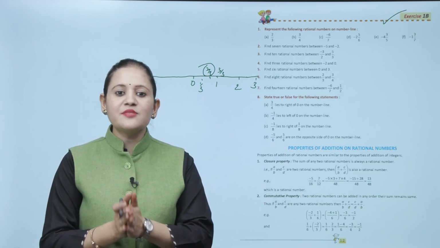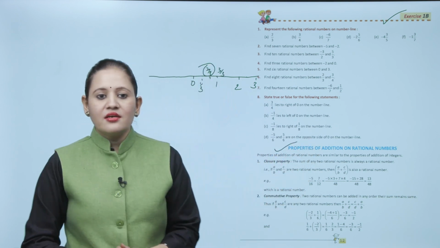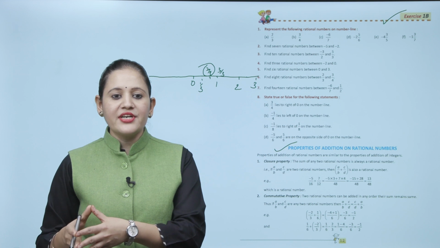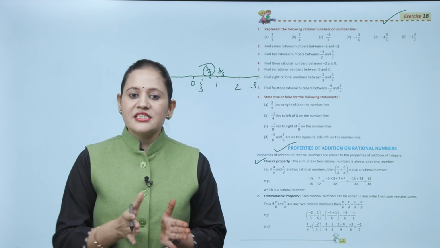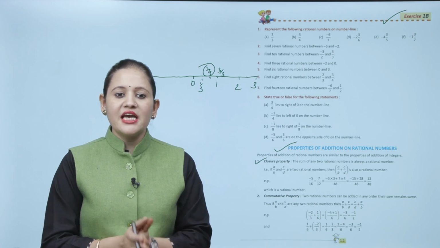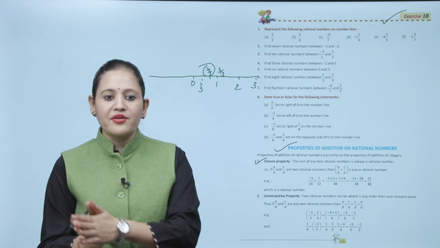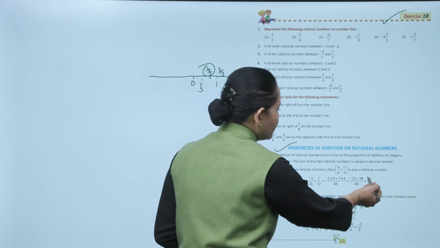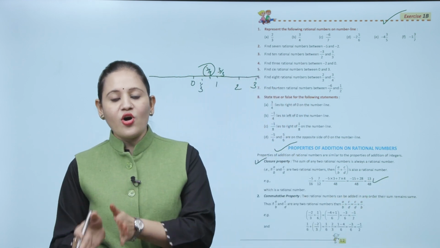We'll move to the next topic, that is properties of addition on rational numbers. Properties of addition on rational numbers are similar to the properties of addition of integers. First, closure property. The sum of any two rational numbers is always a rational number. If a upon b and c upon d are two rational numbers, then a upon b plus c upon d is also a rational number. For example, -5/16 plus 7/12, we'll get 13/48. That is a rational number. So the sum of two rational numbers is always a rational number.